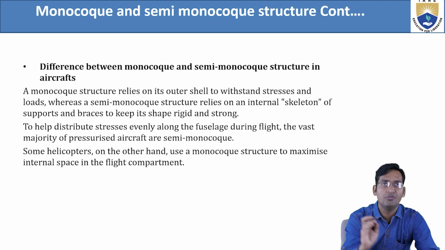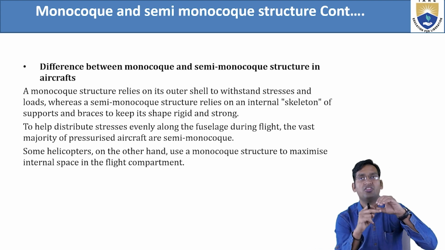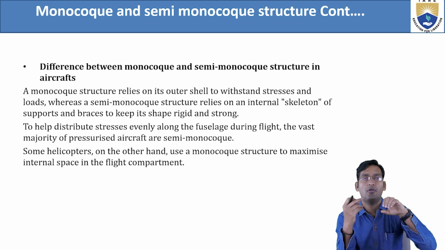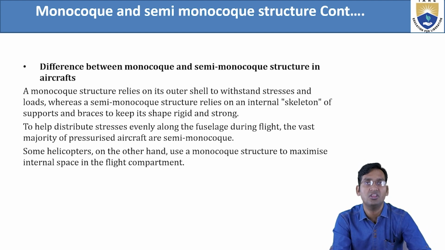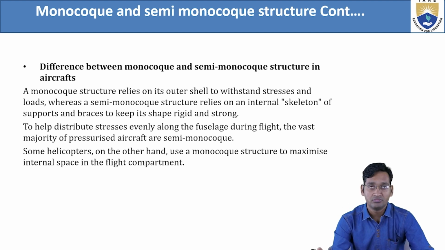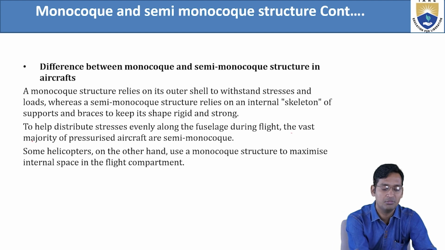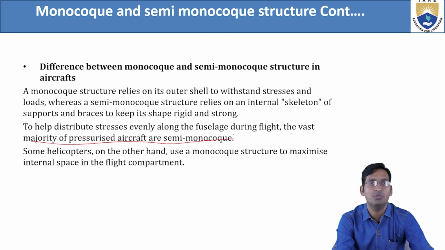But in case of semi-monocoque, the structure relies on an internal skeleton. So whatever frame or skeleton we added inside, with support and braces, keeps it safe, rigid and strong. So it depends on the internal structure instead of only the outer shell. The next difference is that it helps distribute stress evenly along the fuselage during flight. The vast majority of pressurized aircraft are semi-monocoque. So pressurized aircraft are of the semi-monocoque type.